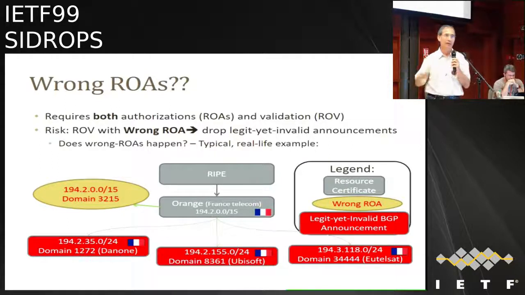As a result, if my internet service provider is doing ROV, filtering BGP announcements which contradict this ROA, then my supermarket chain will not be able to contact the Danone website or domain, and I will not get any yogurt, and I love yogurt. Okay, so this is really a problem. Well, you may not care about your goods, but I do. So this is really a problem, and therefore we are all here together to make sure that I get a steady supply of your goods.